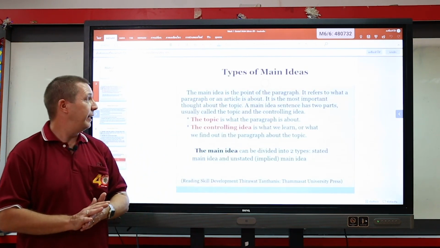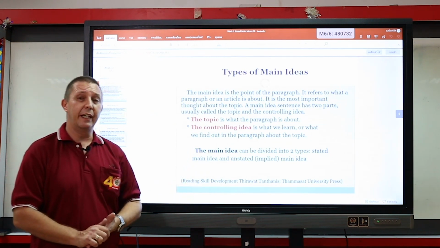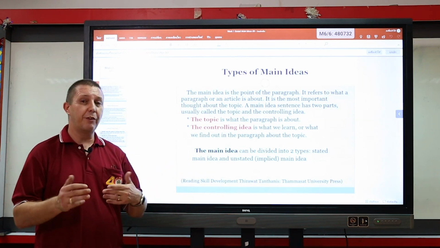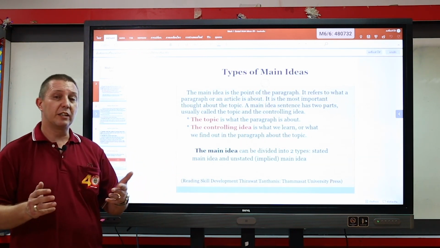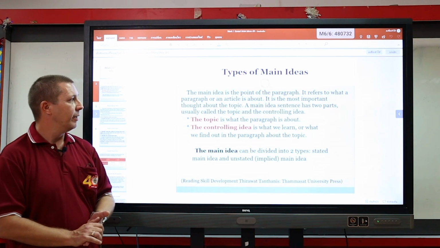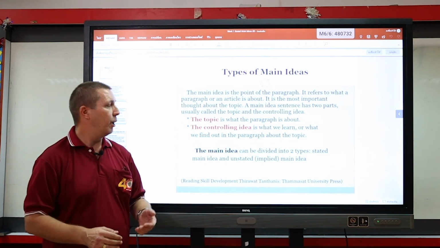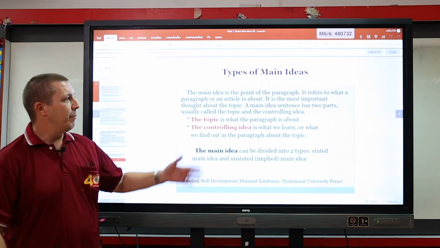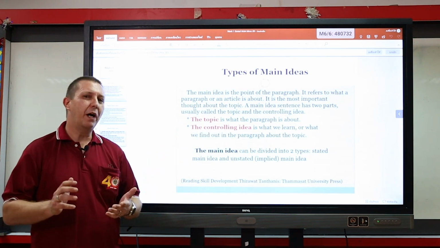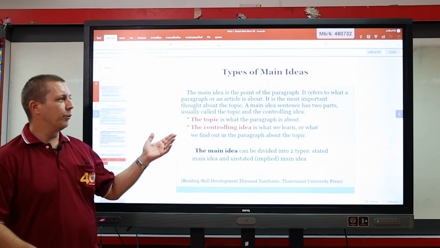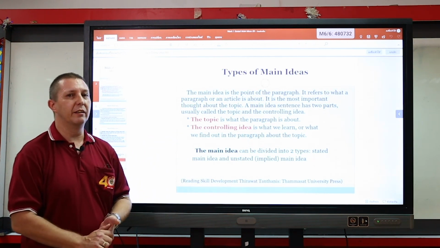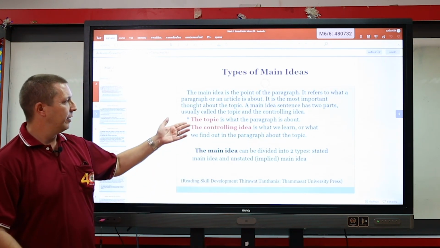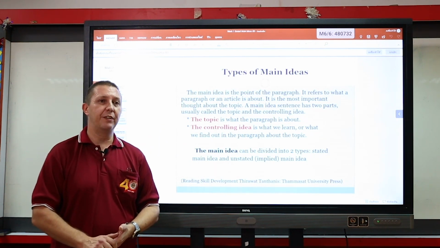So, stated main ideas. It says the main idea is the point of a paragraph. It refers to what a paragraph or an article is talking about. It's the most important thought about the topic. A main idea has two parts, usually called the topic, the first part, and the controlling idea. As you can see, the topic is what the paragraph is about.